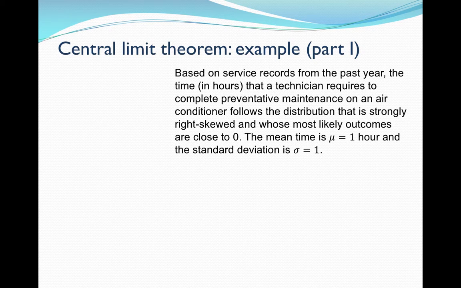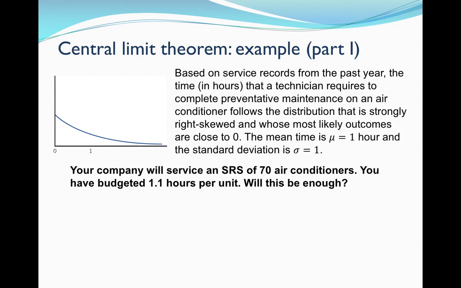So based on service records for the past year, a technician requires complete preventative maintenance on an air conditioner. There's a strong right skew distribution. The mean is 1 and the standard deviation is 1 as well. We're going to take a simple random sample of 70. So it does not matter that the distribution is strongly right skewed. Because the sample is larger than 30, we can use the central limit theorem and perform normal calculations.